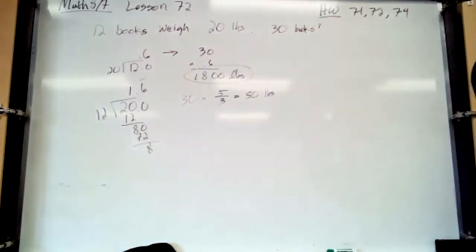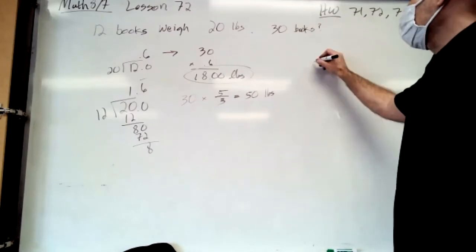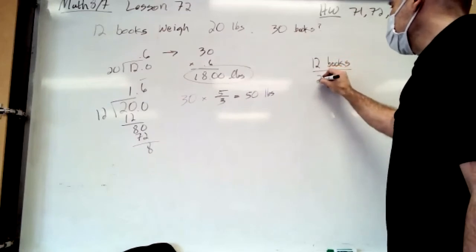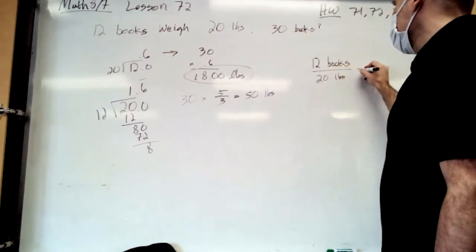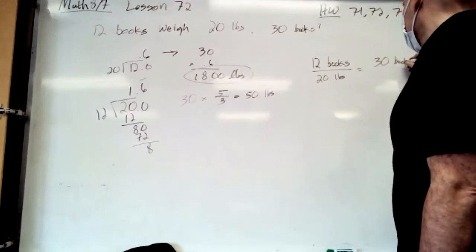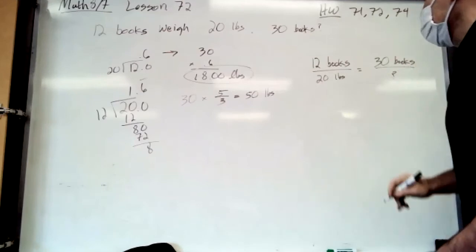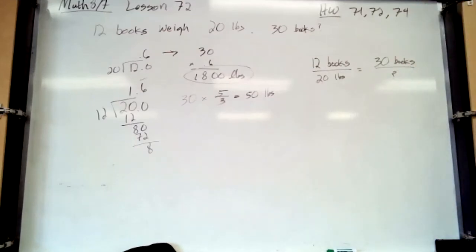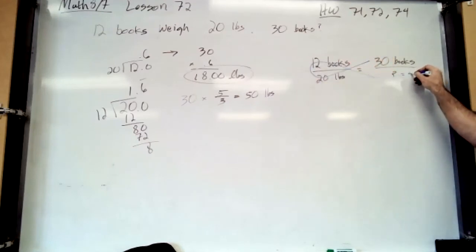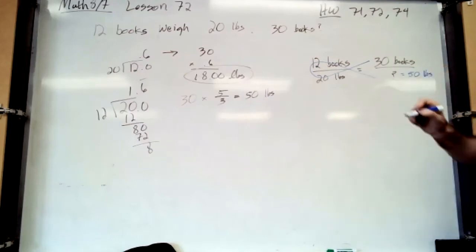Okay. I think there's an easier way, and I'm going to show you. I'm going to build a proportion. So if 12 books weigh 20 pounds, then how many do 30 books weigh? So how do you figure that out? Adeline? I just did fish method. Fish method. 600 divided by 12. Guess what that is? 50 pounds.